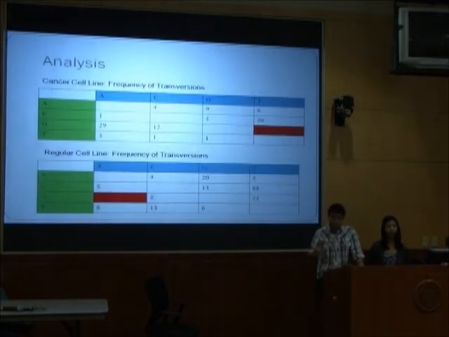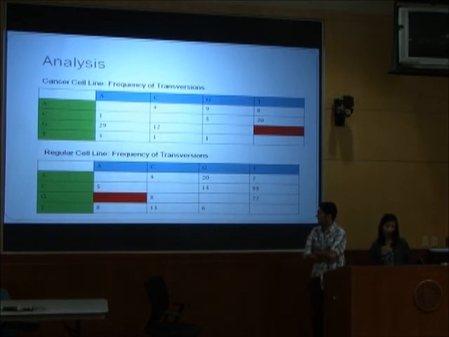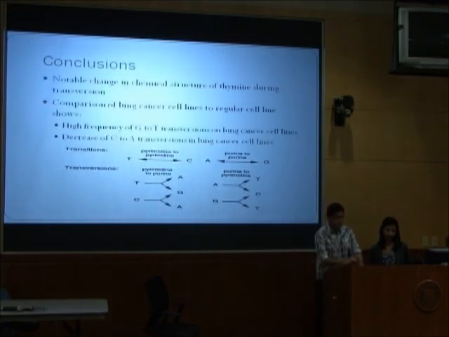The green column represents nucleotides before, and the blue row represents nucleotides after. In the first cancer cell line, in red, you can see a high frequency of G to T transversions. And in the regular cell line, you can see a high frequency of G to A transversions. So, conclusion: notable changes in the chemical structure of thymine, which is the T, are noticed during transversion. Comparison of lung cancer cell lines to regular cell lines shows a high frequency of G to T transversions in lung cancer cell lines, and a decrease of C to A transversions in lung cancer cell lines.